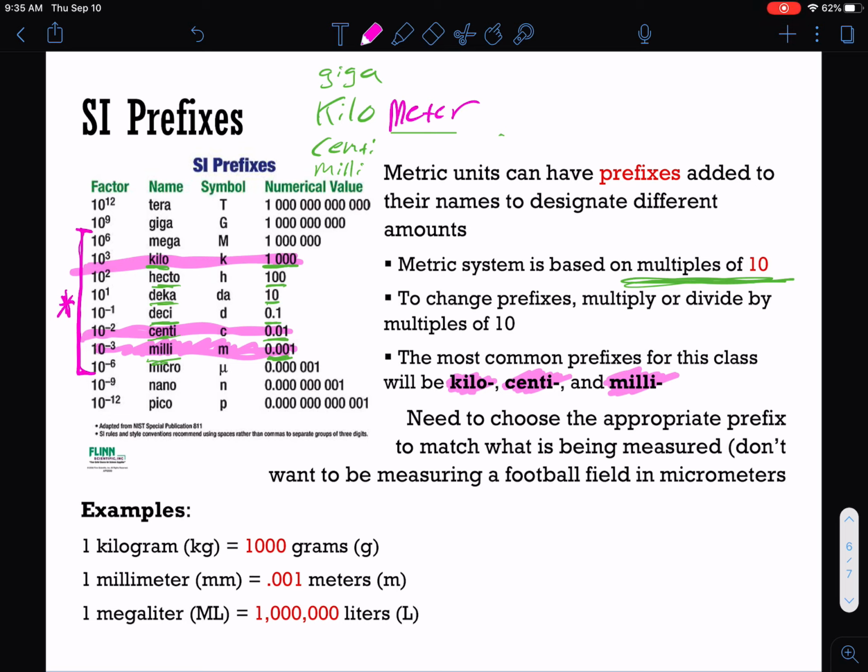And make sure you use the appropriate prefix to match what is being measured. You don't want to be measuring a football field in micrometers. That's really small. A millimeter is about the width of a credit card, and you don't want to be measuring the width of a room using just something the thickness of a credit card. Now you're probably going to be going to the meter. Use the proper prefix or the proper unit of measurement.